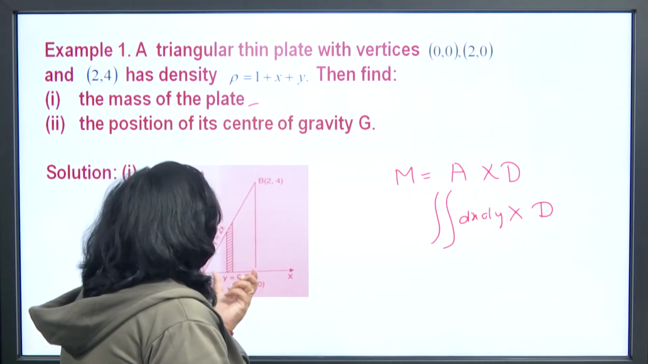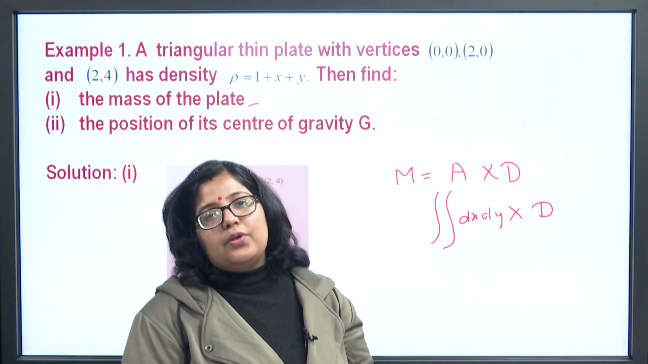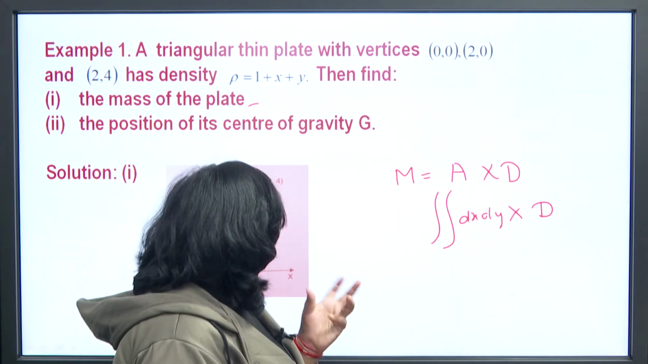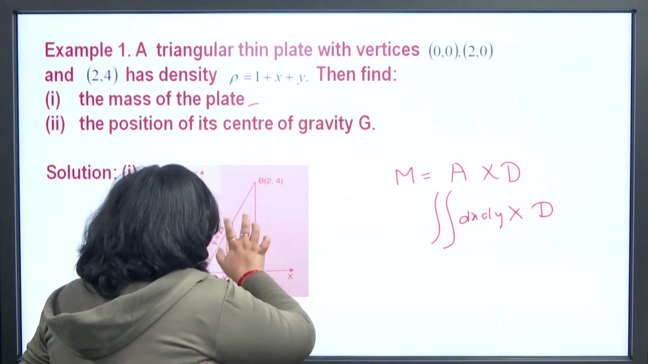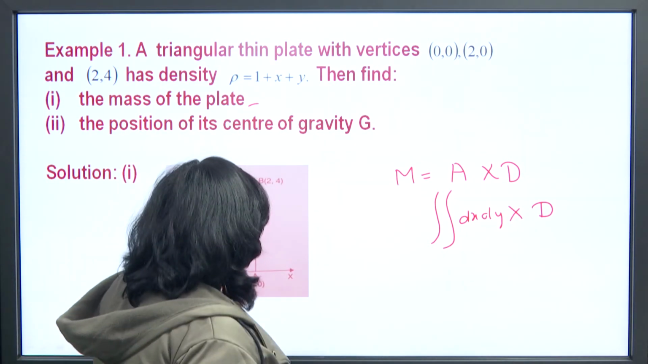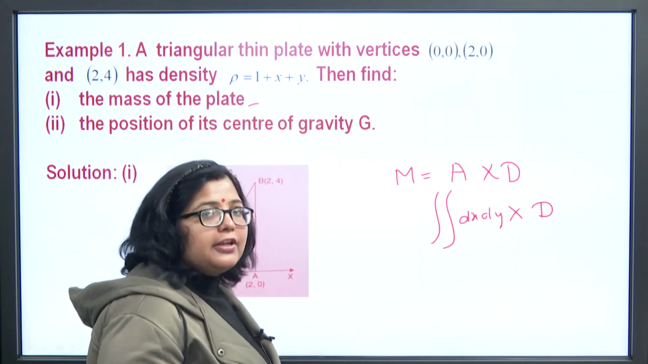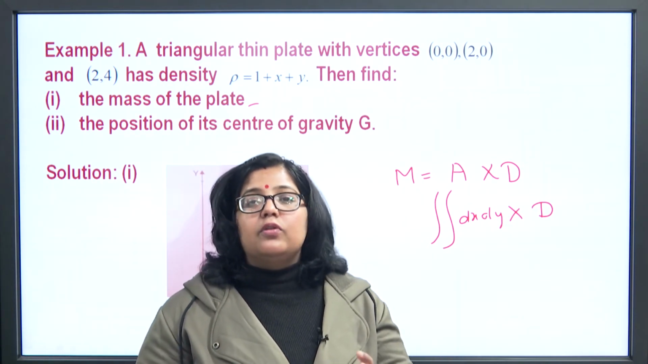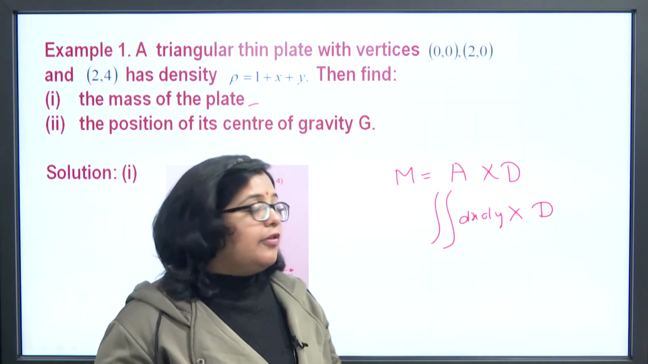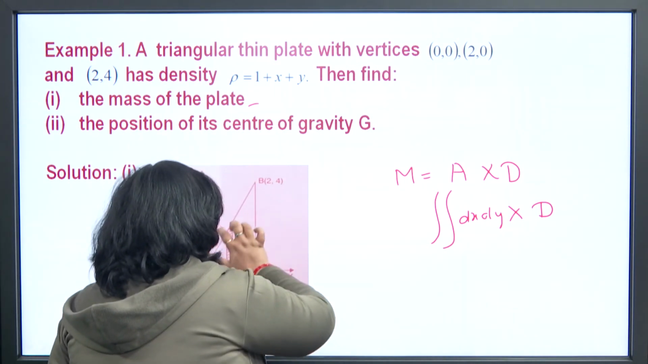We have the choice to draw the strip parallel to the y axis or parallel to the x axis. Before drawing the strip parallel to the y axis, because only points are given and not the equation of the line, firstly we find the equations of the lines. Here we see the points (0, 0), (2, 0) and (2, 4). What is the equation of each line?